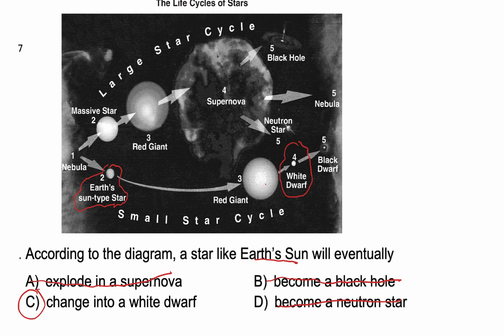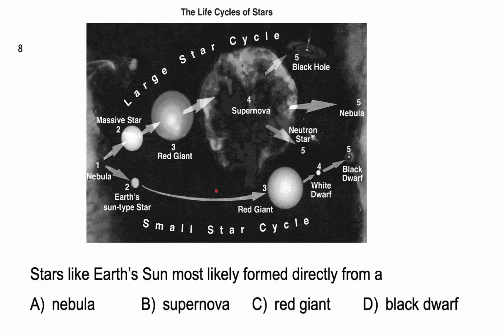And last but not least, I have another one. So again, here's another diagram. And this one says stars like Earth's sun most likely form directly from A. So where do stars form? You got to go from the beginning, right? So this is Earth's sun type star. So I would have to go this way. And we all know that stars form in a nebula.